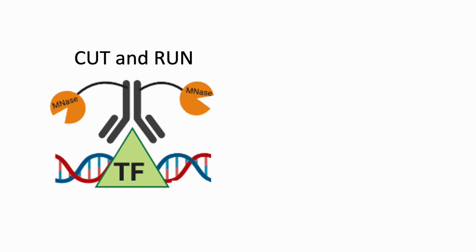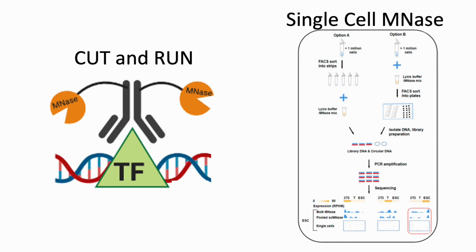Recently, MNase has been leveraged in novel sequencing methods. The cut-and-run method combines MNase with chromatin immunoprecipitation to specifically isolate and sequence DNA bound to nuclear proteins, such as transcription factors. A second novel MNase-seq method is single-cell MNase-seq. This method is very similar to MNase-seq, but it takes advantage of fluorescent activated cell sorting to isolate single cells that are then treated with MNase and their DNA is adapted, PCR amplified, and then sequenced.